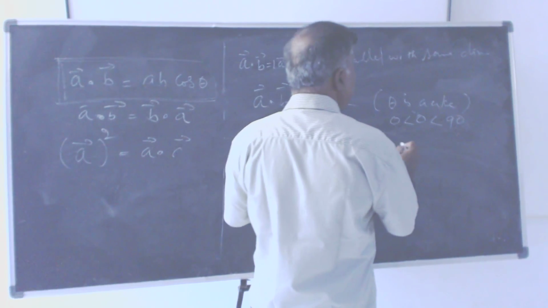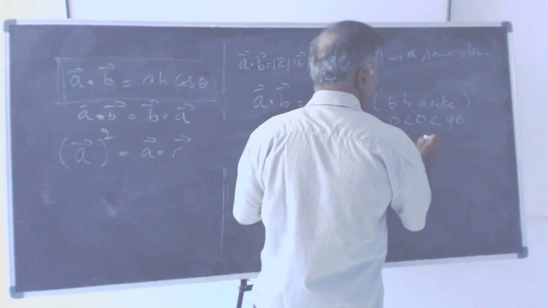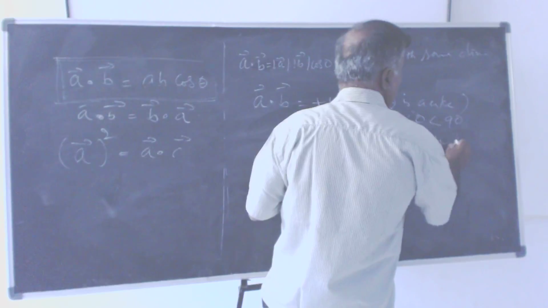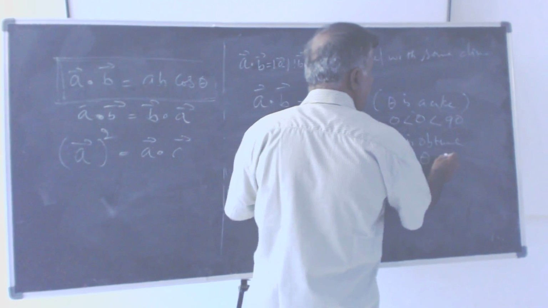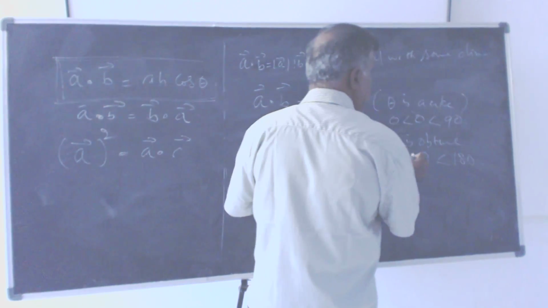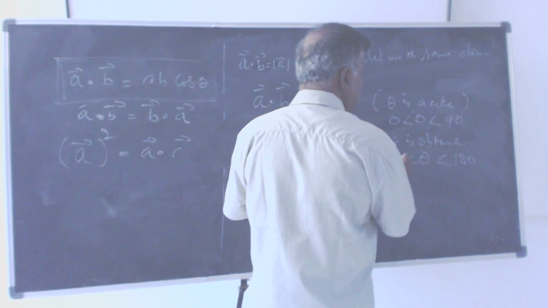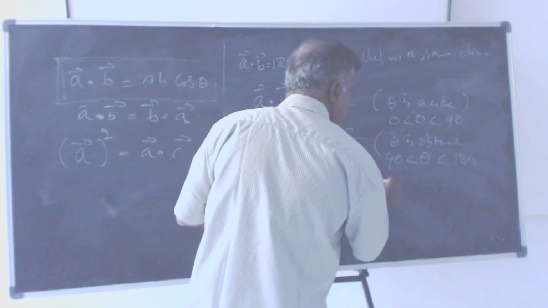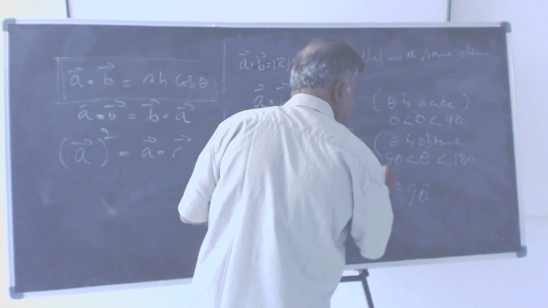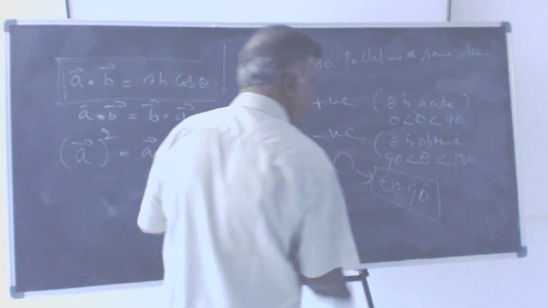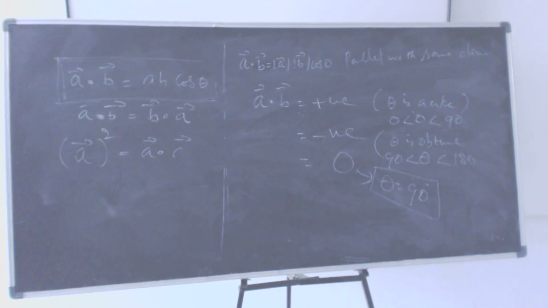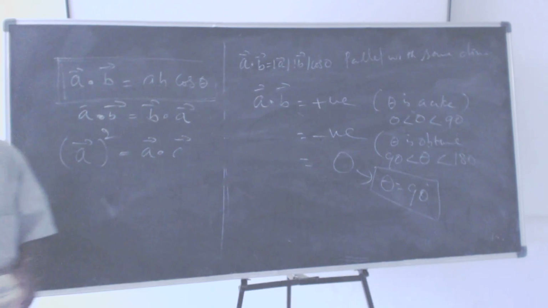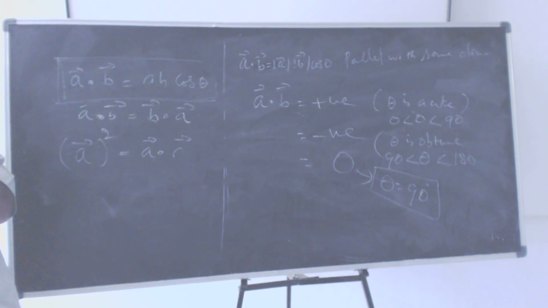This is negative means theta is obtuse. Obtuse means what? Theta less than 180, greater than 90. Here 0 means theta equal to 90, exactly 90. 0 means theta is exactly 90. So these are the three possibilities for dot product. So dot product positive, dot product negative, dot product 0.